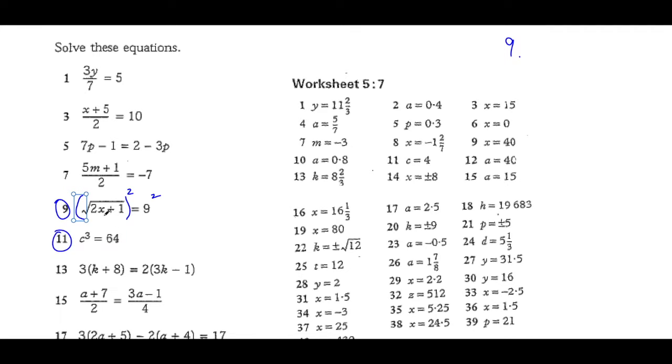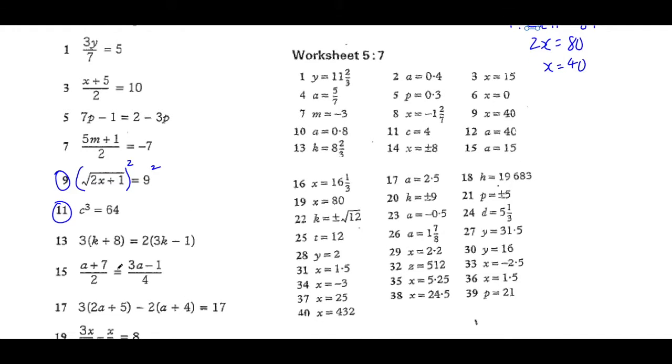When you square it, the square root sign just disappears, so you're left with 2x plus 1 equals 9 squared, which is 81. And then now you have a linear equation. It becomes a lot easier. So the next step, take away 1 from both sides, 80. x equals 40. Alright, and you can see the answer is correct here.